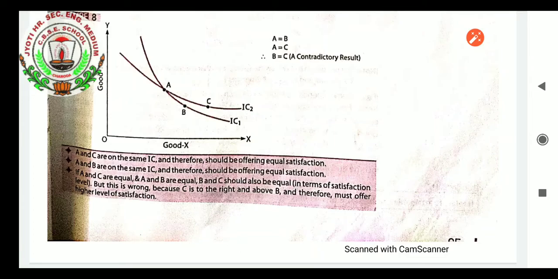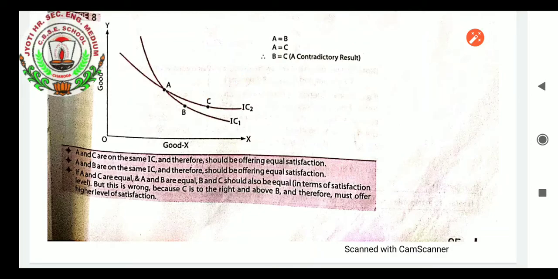I think it is not. Because C is to the right and above B, and therefore must offer a higher level of satisfaction than B. How could we say IC1 and IC2 give the same level of satisfaction? Because though A is connecting both B and C, the satisfaction level from point C is more than point B. You can see here in the scale. Here C is highest and on the right side of B, it is showing IC2 which is highest, and IC1 is less.